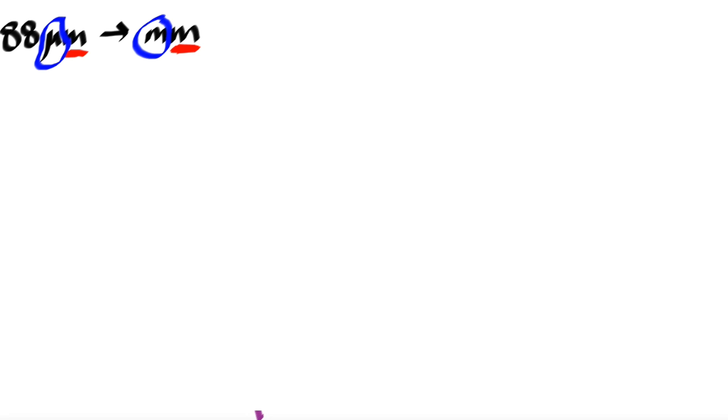Our table is not going to tell us the relationship between micrometers and millimeters. It's going to tell us the relationship between micrometers and meters and millimeters and meters. So this is a 2-step problem. We need to first convert to our base unit. So what we need to do is go micrometers to meters. We got to get it in that base unit. And then once we get that, we can go meters to millimeters.